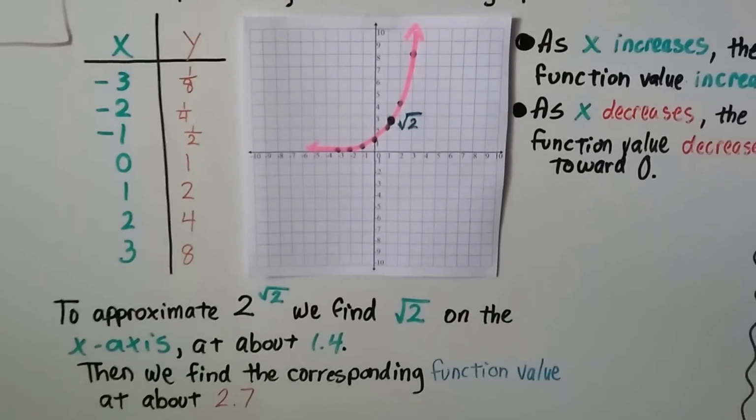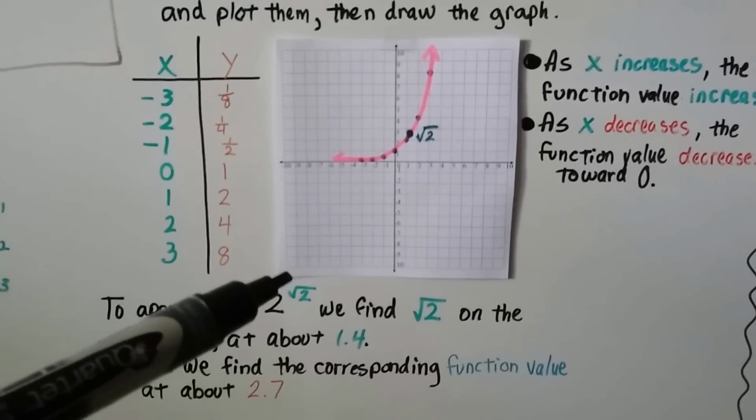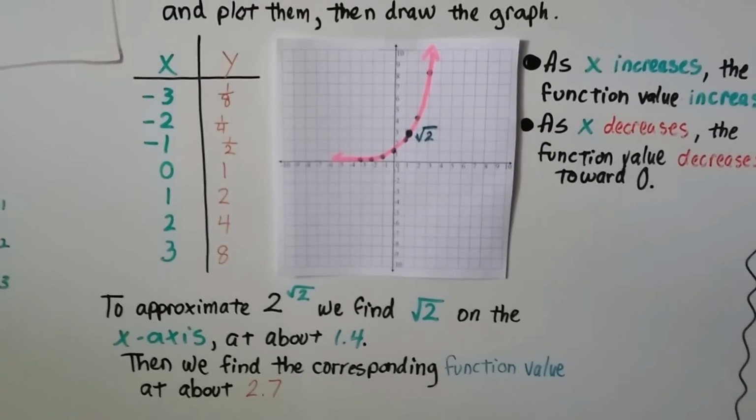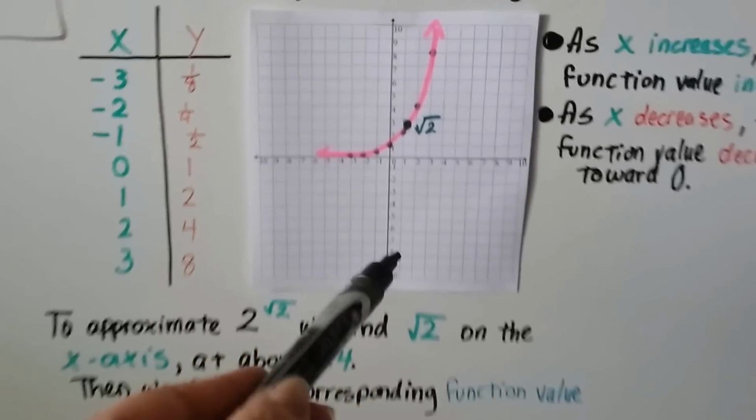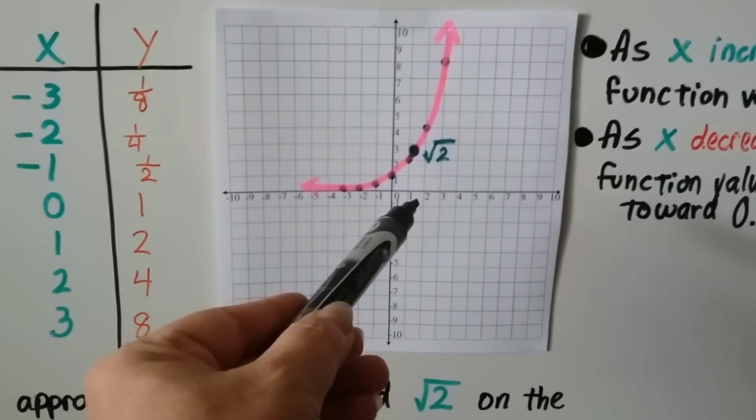So to approximate 2 to the square root of 2 as an exponent, we find the square root of 2 on the x-axis at about 1.4. It's about right here, almost at 1.5.